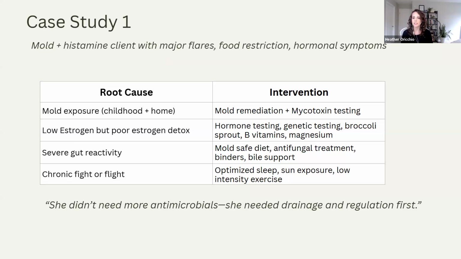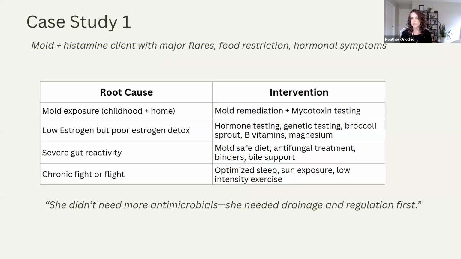So we used broccoli sprout, B vitamins, and magnesium. In her case, she was able to tolerate low dose methylated vitamins after a couple months of starting the protocol. She did have severe gut reactivity, so we put her on a mold safe diet. We used some herbal antifungals, some binders, and bile support.